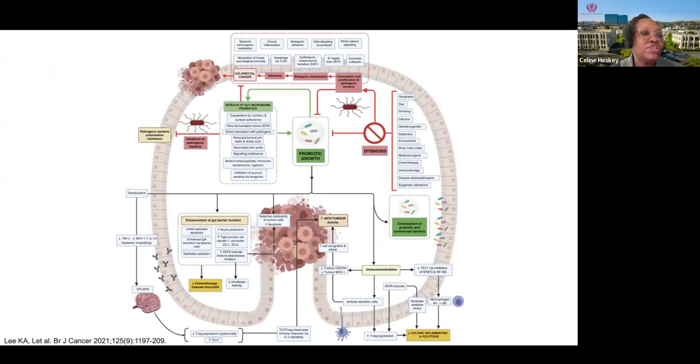So let's take a minute to summarize and pull together what we've learned so far and transition to understanding the specific reasons why the gut microbiota plays a role in cancer risk.